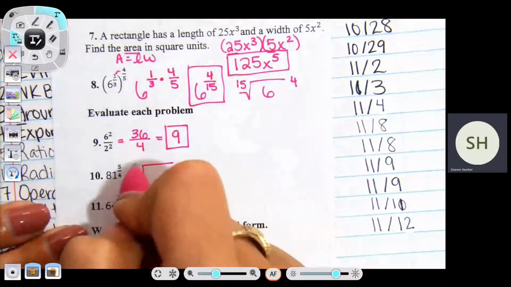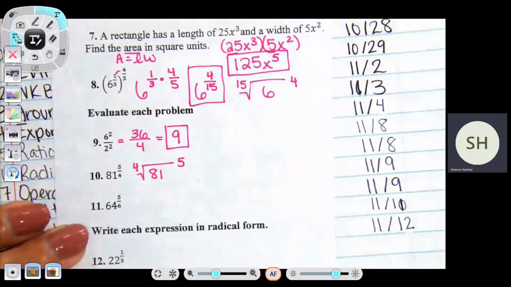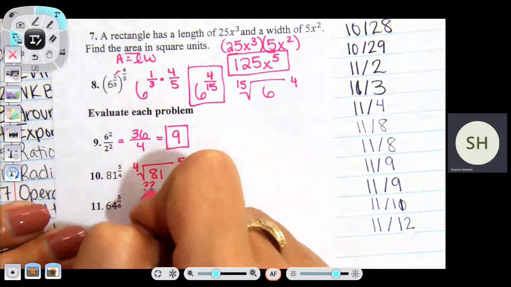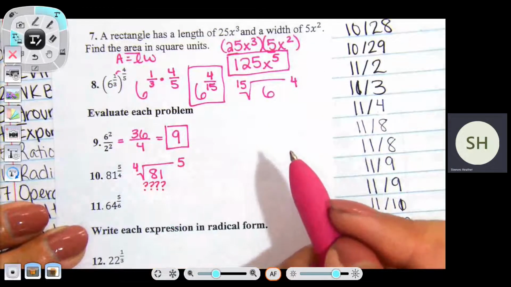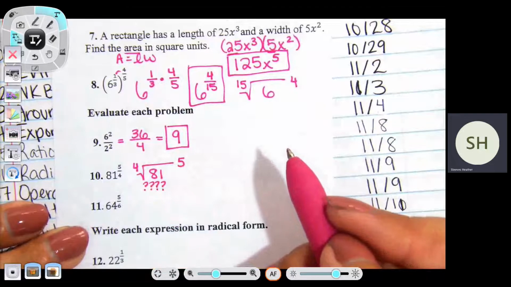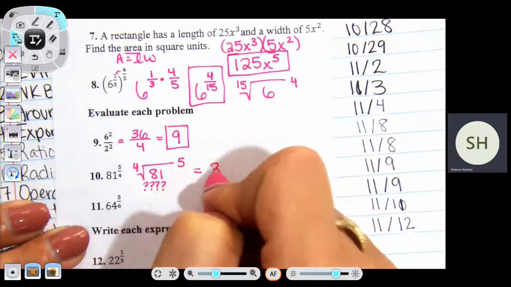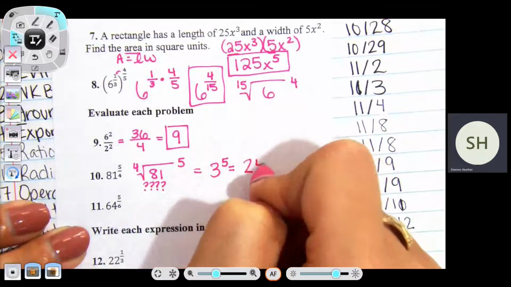So I'm finding the 4th root of 81 raised to the power of 5. So what this means is 4 numbers that are the same exact number that multiply to make 81. The 4 numbers that are exactly the same that multiply to make 81 is 3. 3 to the 4th power makes 81. 3 times 3 times 3 times 3. So now I have 3 to the power of 5. And 3 to the power of 5 would be 243.